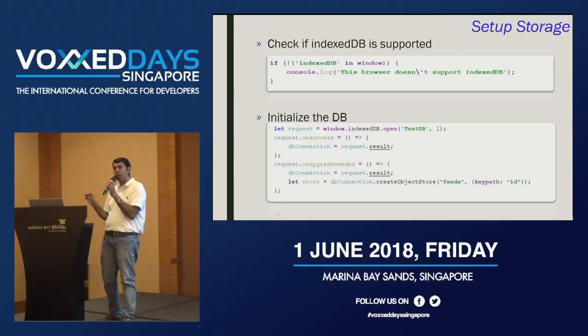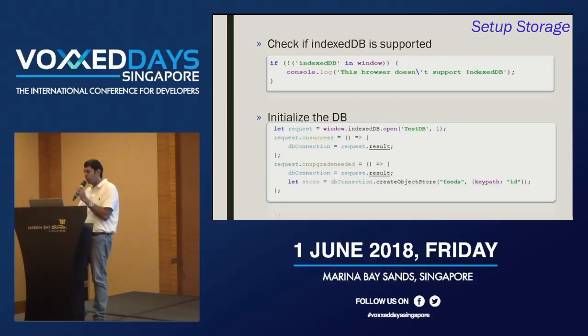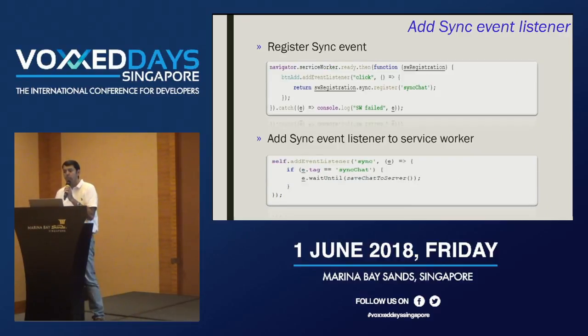Whenever the network connectivity is available, it will go to the server. For that to happen, we need to register an event with the service worker. Navigator service worker ready, then on the click of a button, I'm registering an event: service worker registration sync register, and I'm giving it a tag called sync chat. And in the service worker, which you see at the bottom, is the sync event. If my tag is this, I do a certain action: I save the chat to the server.